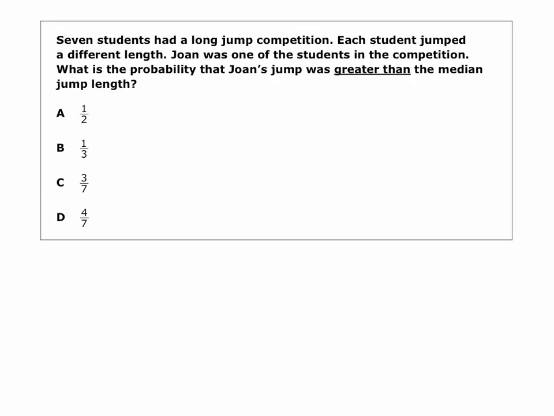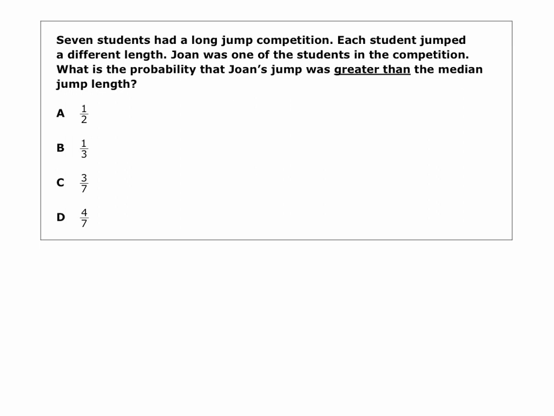This example says 7 students had a long jump competition. Each student jumped a different length. Joan was one of the students in the competition. What is the probability that Joan's jump was greater than the median jump length? Notice that they don't give me any of the jump lengths at all.